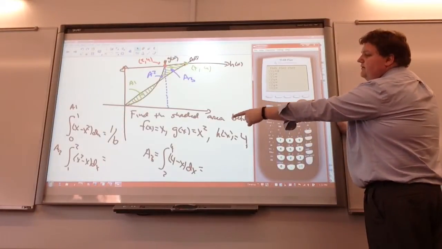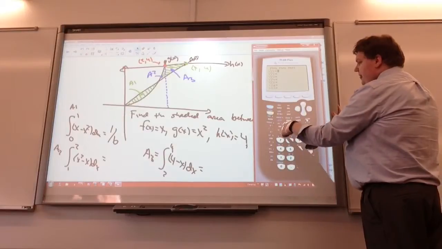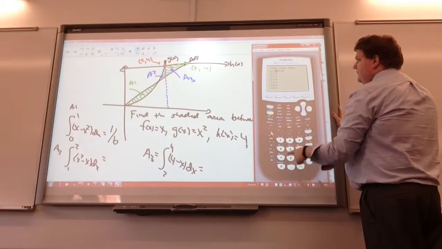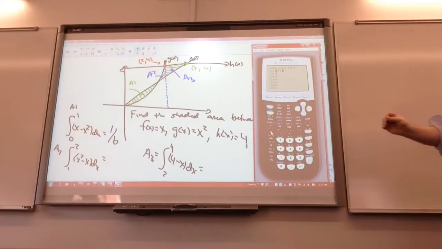For our next one, from 1 to 2, it's like 0.8 something. The lower limit is 1. Yeah, 0 first, then 1. There you go. Okay. You're going to ask something?